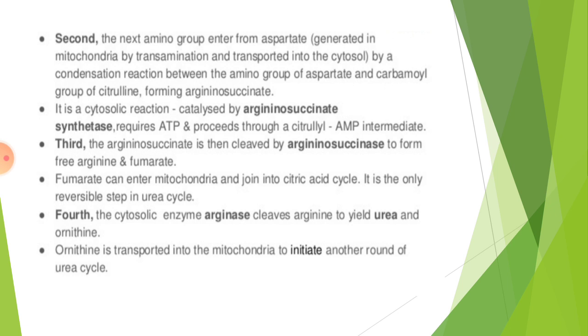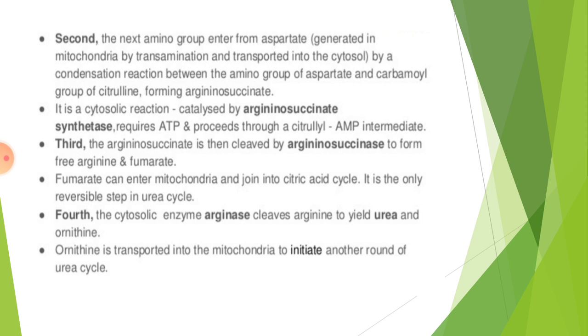The third step is that argininosuccinate is then cleaved by argininosuccinase to form arginine and fumarate. Two compounds come out, arginine and fumarate. Now, the fumarate can enter the mitochondria and join the citric acid cycle. It is the only reversible step in the urea cycle.